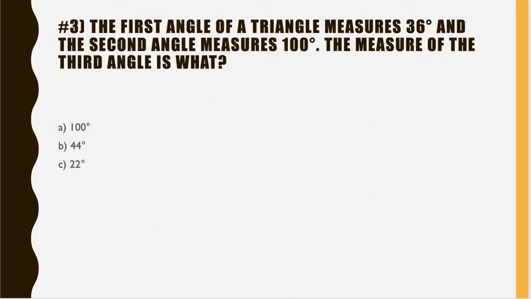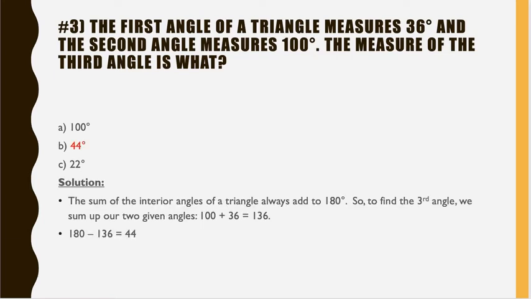Problem 3. The first angle of a triangle measures 36 degrees and the second angle measures 100 degrees. The measure of the third angle is what? Our answer choices are 100 degrees, 44 degrees, or 22 degrees. You can pause this if you want to take a moment for your answer. The correct answer is choice B, 44 degrees.